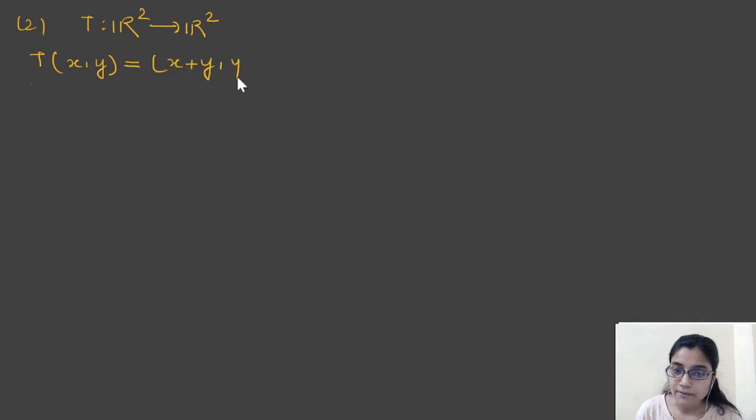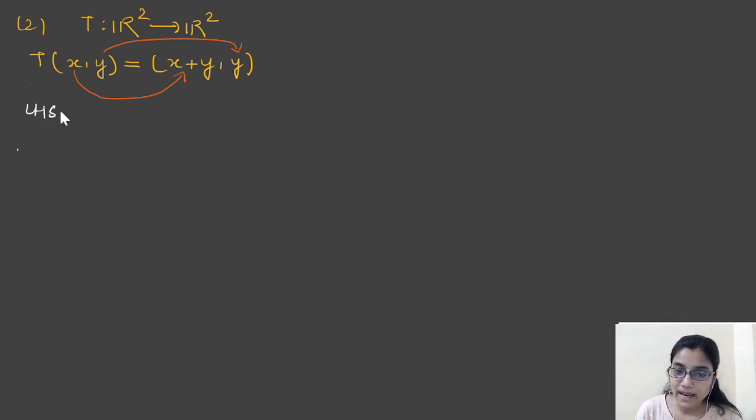So let's do one more example for it. Suppose I am giving you t from R2 to R2. We will do it on many more vector spaces, but for now let's do it on R2 only. So t of x comma y is equal to x plus y comma y. So how is this mapping defined? Your first component is mapped to the sum of both the components and the second component is mapped as it is. That's how the mapping is defined. So let's check whether this is a linear transformation or not.